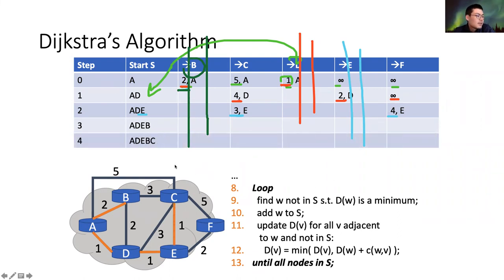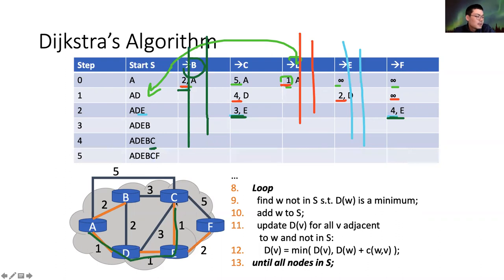So next, if you take B, then what is left is C and F. C is 3, F is 4. Of course, it will take C. So the next will be C, and the cost is 3.